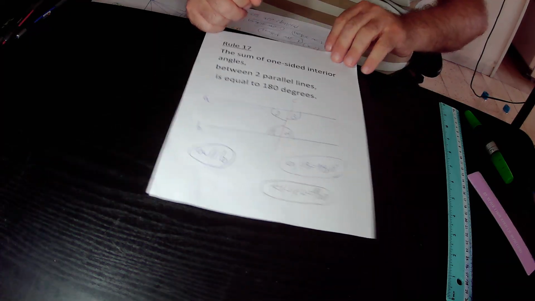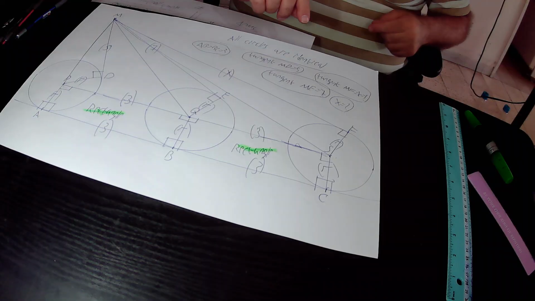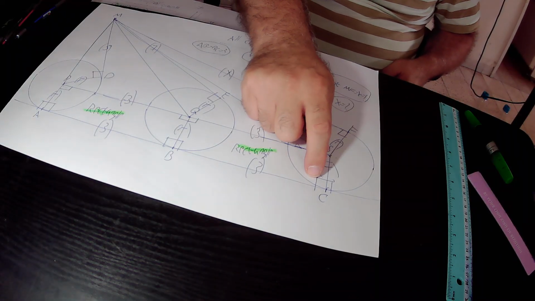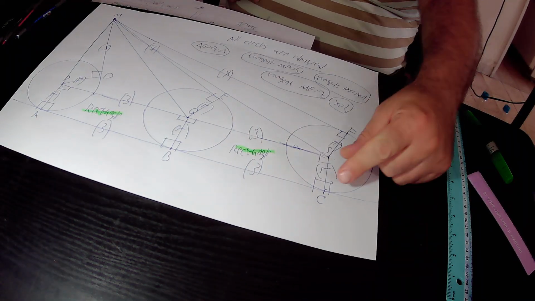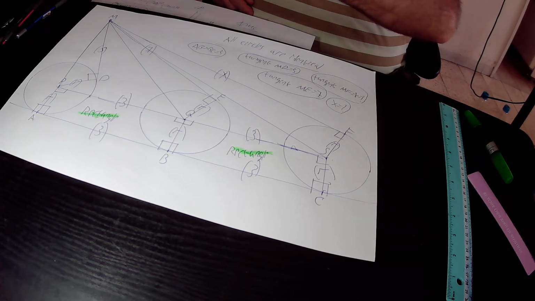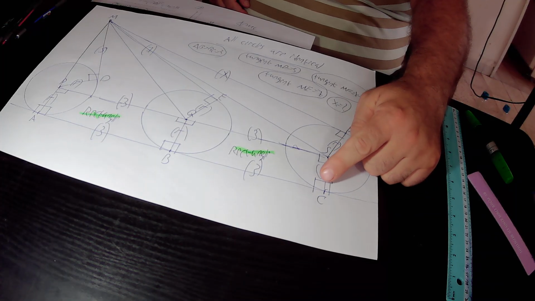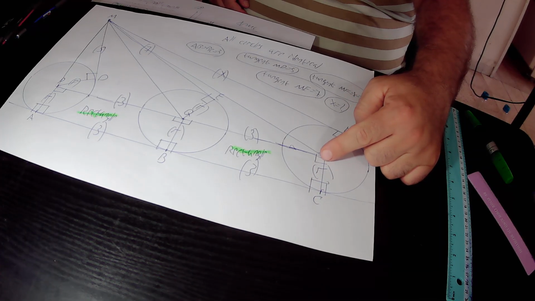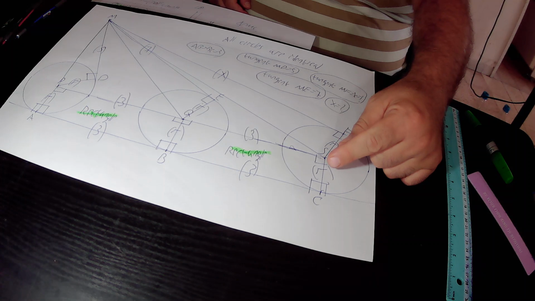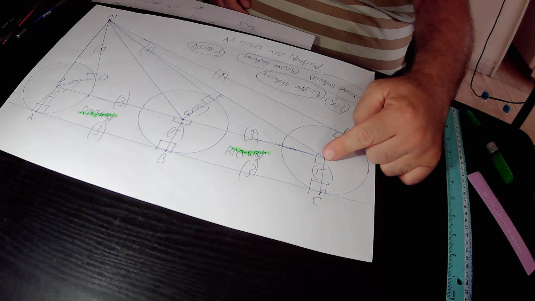We can implement rule 17 in our drawing. When put in our drawing, those two angles are defined as one-sided interior angles. According to rule 17, the sum of those two angles must be equal to 180 degrees. So this angle equals 90 degrees according to rule 1. So 90 degrees plus the size of this angle in total must be equal to 180 degrees according to rule 17. And therefore this missing angle must be equal to 90 degrees in its size.